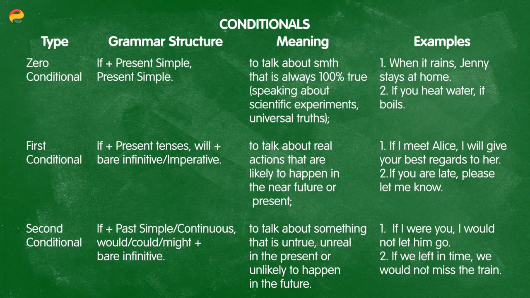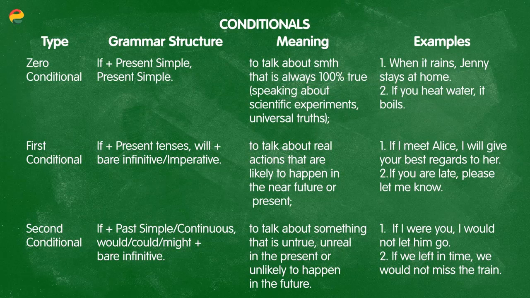Now, let's summarize the grammar rules following conditionals by looking at these tables. In the zero conditional, we use if combined with the present simple tense and the main clause in the present simple tense to talk about something that is always 100% true. Universal truth, scientific experiments, just like if you heat water, it boils.